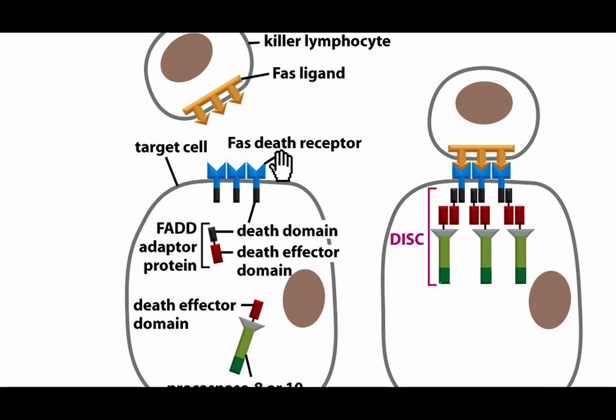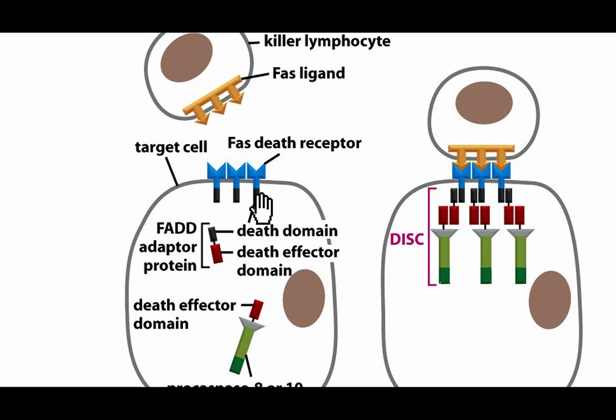If you zoom up on the FAS death receptor, you can see that inside it has what are called death domains. FAS ligand binding to the FAS death receptor will activate its death domain, and the death domain on the FAS death receptor will bind to the death domain on the FADD protein. FADD is an adapter protein. FADD actually stands for FAS-associated protein with a death domain.